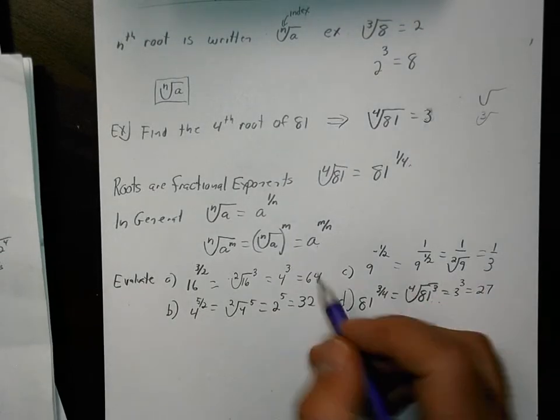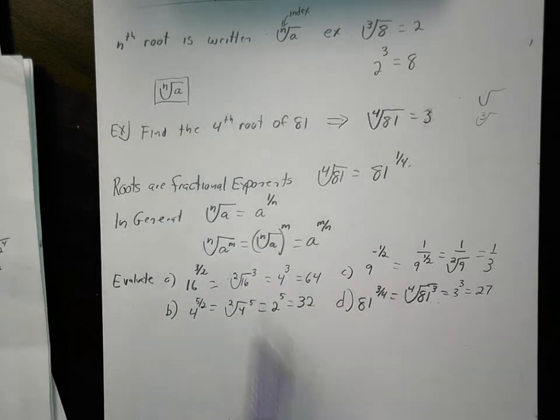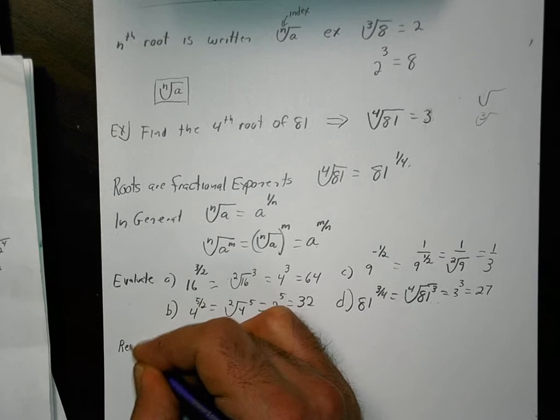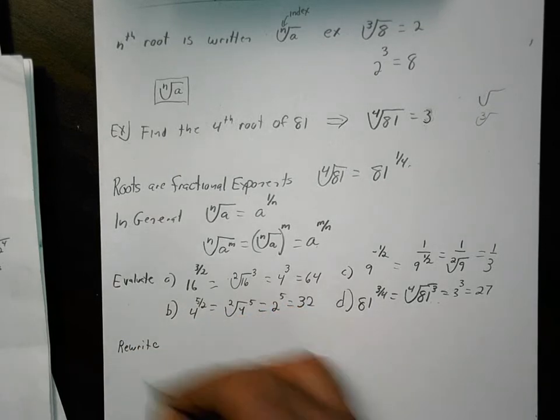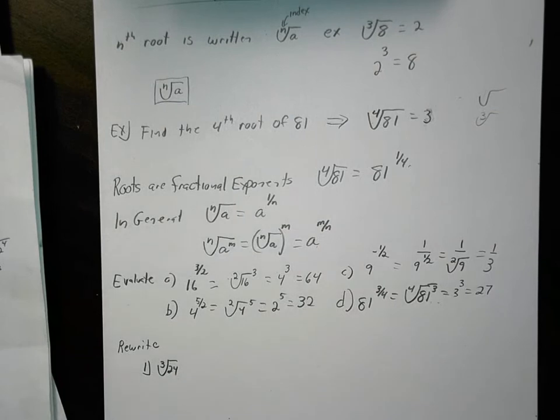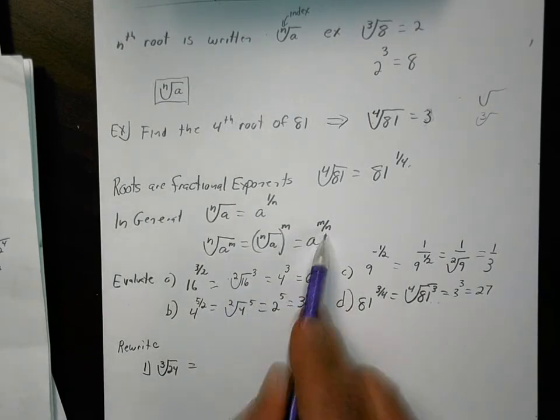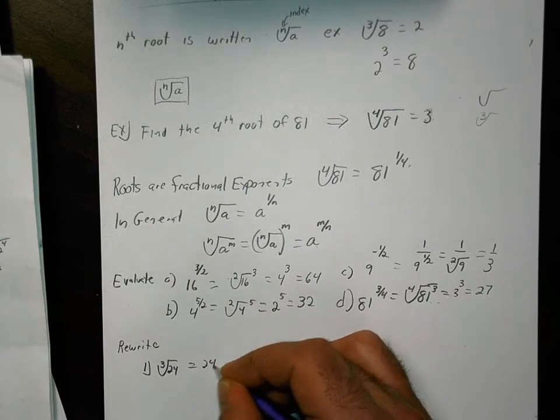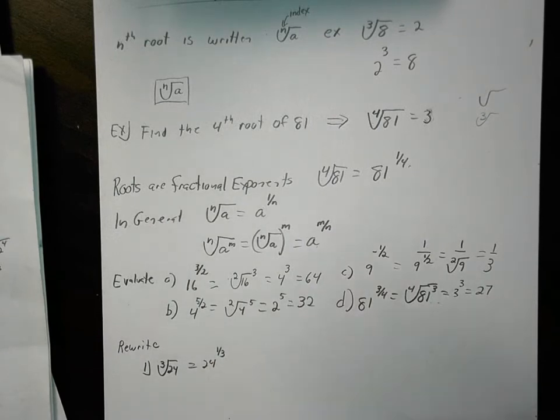So now let's just do a little bit of practice going back and forth in these forms. Can we rewrite these? The cube root of 24. If I want to rewrite it into fractional form, it would be 24 to the 1/3 power.